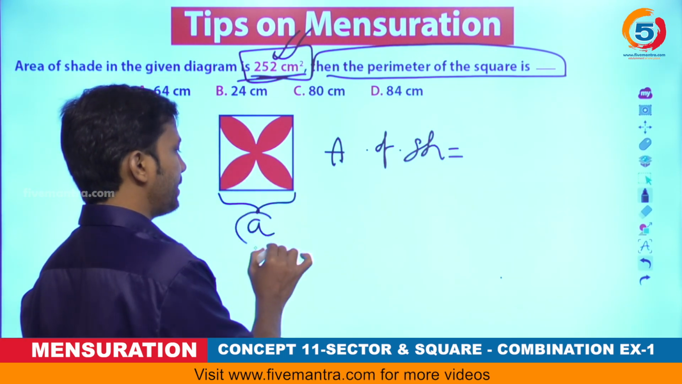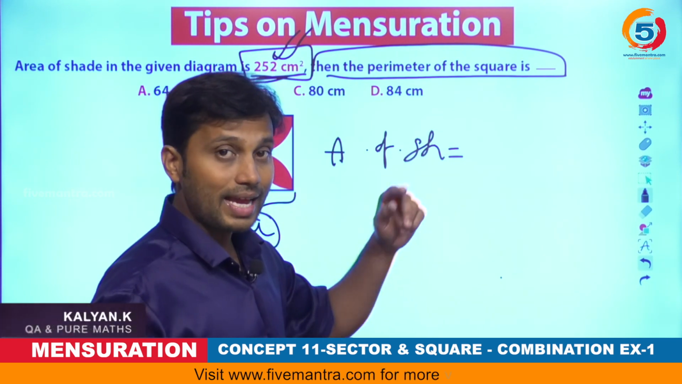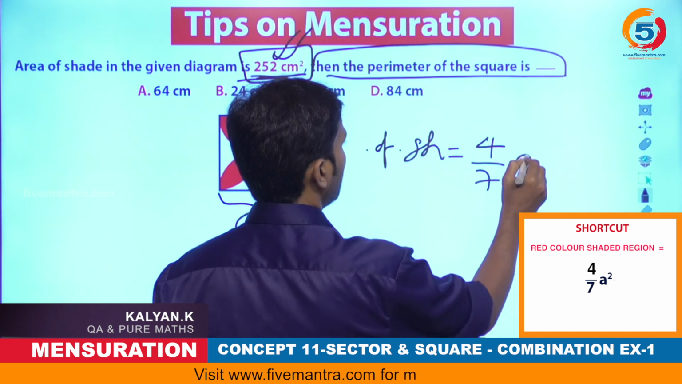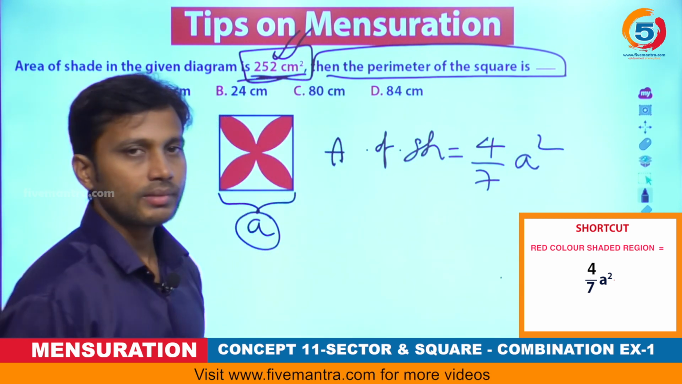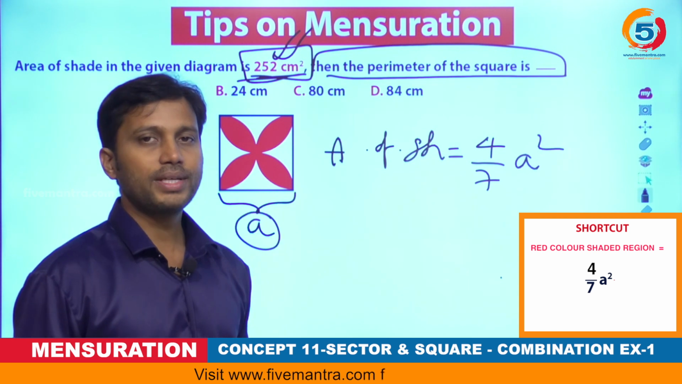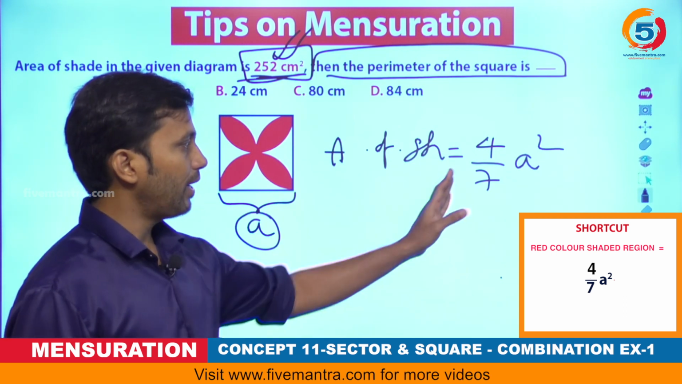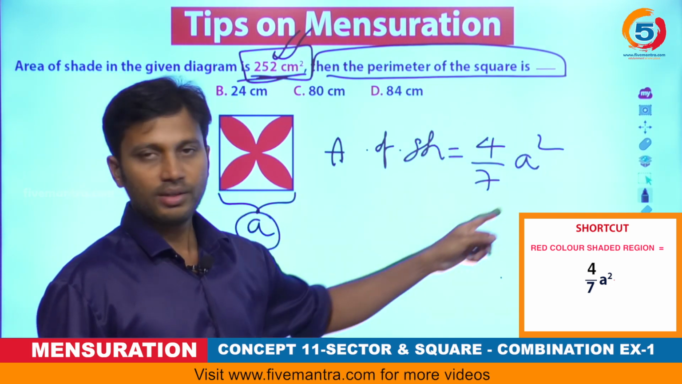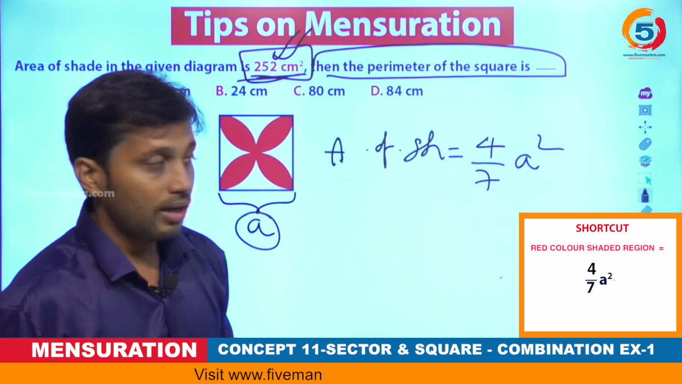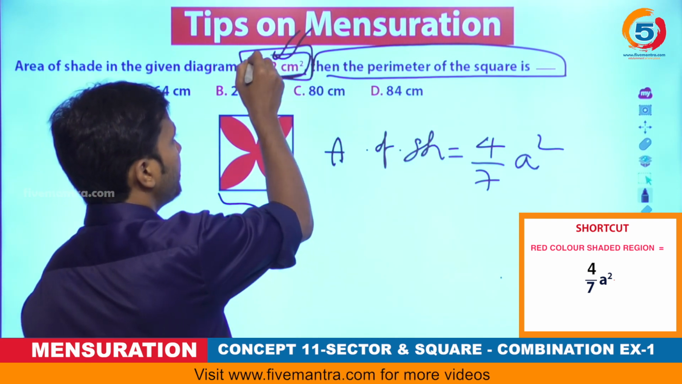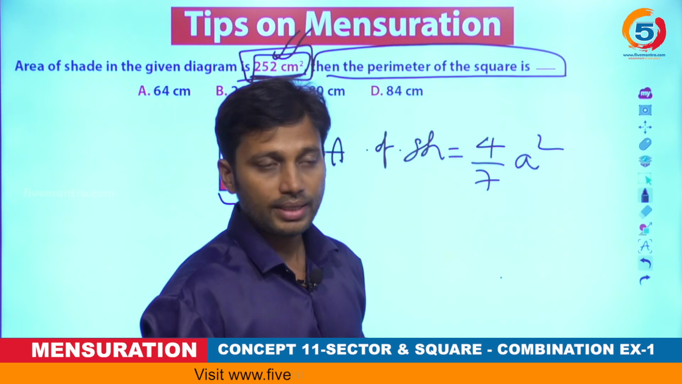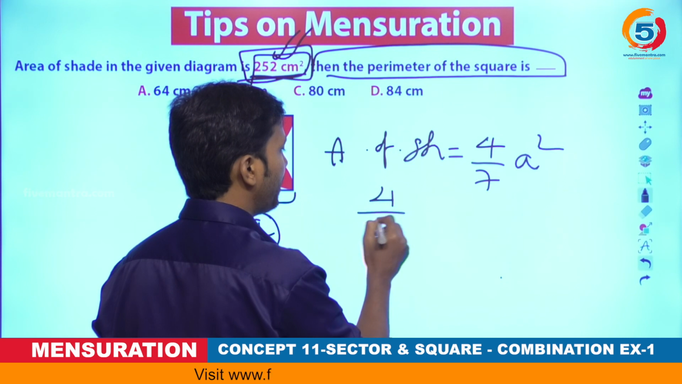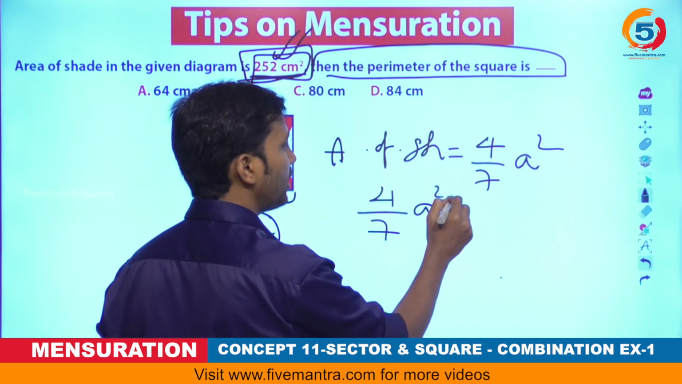Actually when the side is A, the area of the shade would be how much? 4 by 7 A square. Area of the shade would be how much? 4 by 7 A square. So according to the formula, what is the area of the shade? 4 by 7 A square. Whereas we have been given the value, which is 252 centimeter square. So can we equate them both or not? Okay, so here we can make them equal. 4 by 7 A square value would be how much?